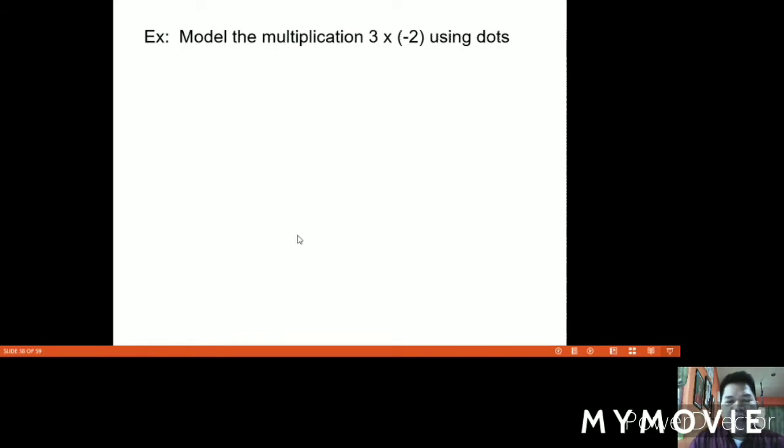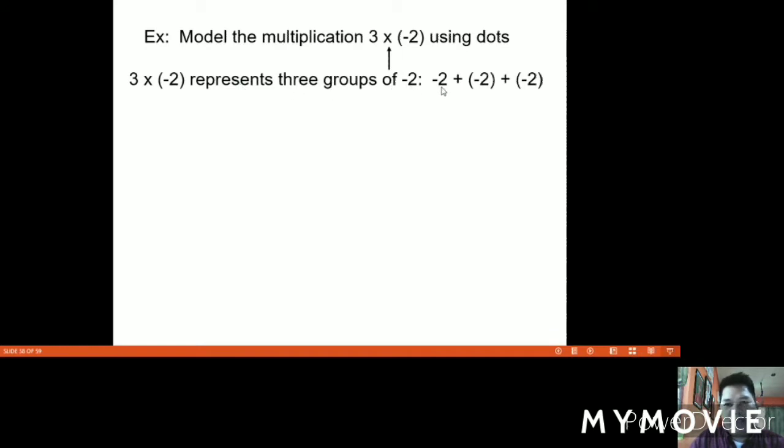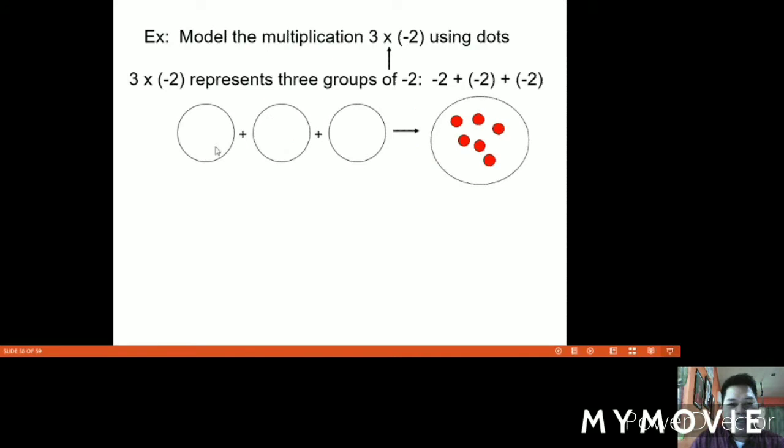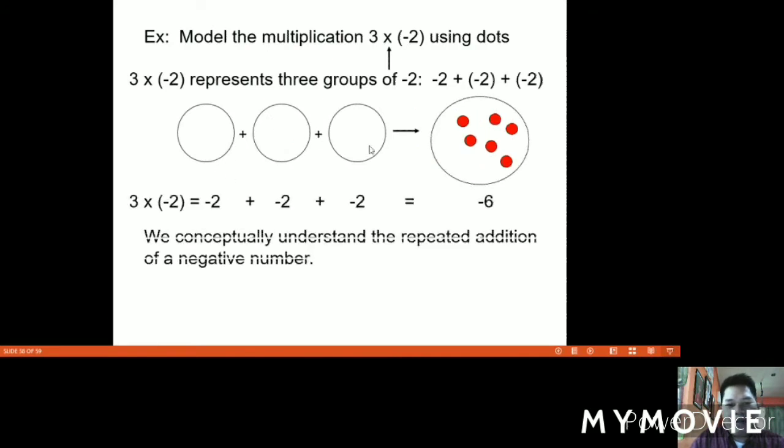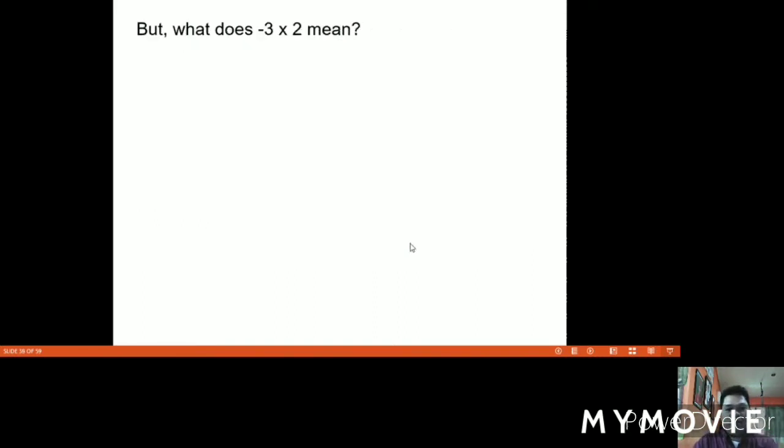Model the multiplication 3 times negative 2 using dots. 3 times negative 2 represents 3 groups of negative 2. So that is negative 2 plus negative 2 plus negative 2. Remember that our negative is represented by solid dots. We have 3 times negative 2, combine negative 2 plus negative 2 plus negative 2, which is equal to negative 6. We conceptually understand the repeated addition of a negative number.